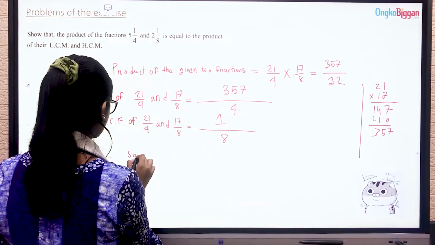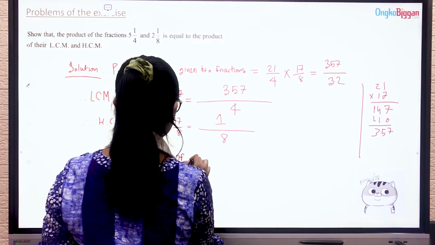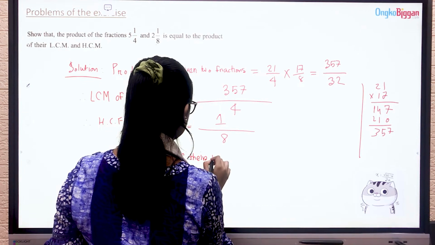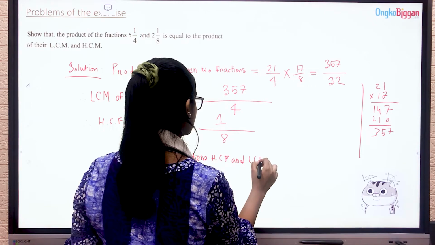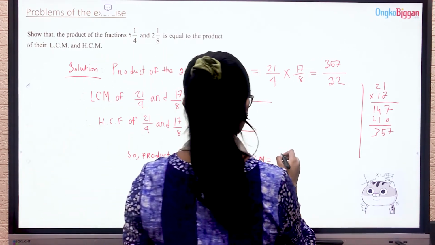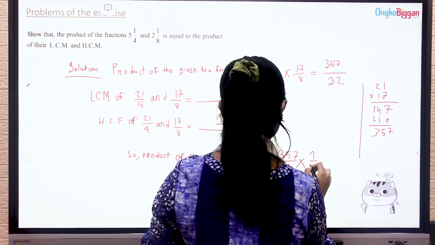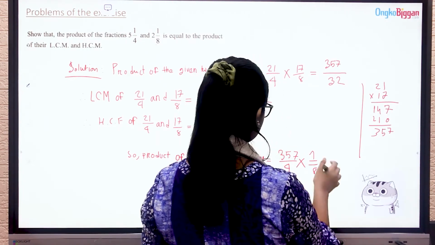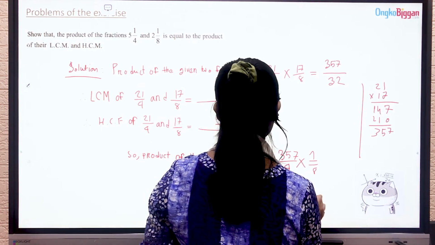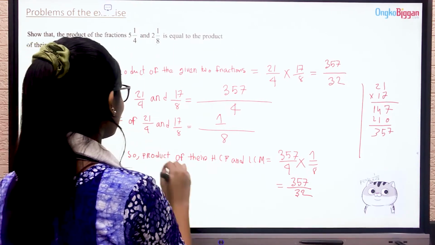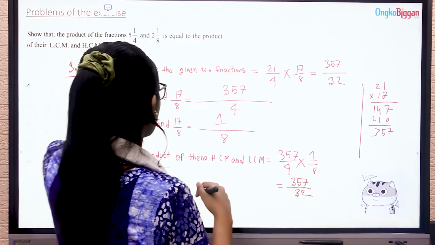So product of their HCF and LCM will be equal to 357 by 4 into 1 by 8. So 357 into 1 is 357 and 8 into 4 we are getting 32. So here we can see the required product of the LCM and HCF is equal to the product of the two given fractions.